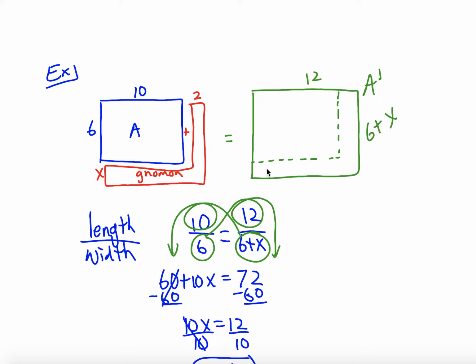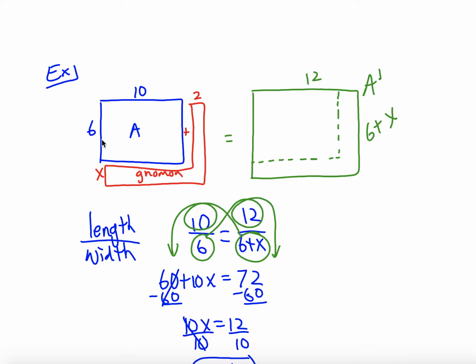So we now have this rectangle here, the A rectangle, and this gnomon attached to it, and we get a bigger rectangle, which we'll call A prime. And that bigger rectangle, the long side here, 10 plus 2, is 12, and this length here is the 6 plus the x, so it's 6 plus x. Again, corresponding sides, this long side and this long side, we're going to call that the length, and this short side and this short side, we're going to call the width.